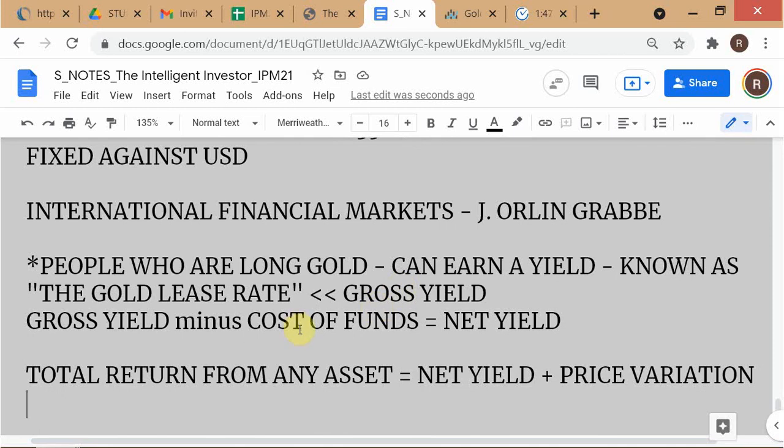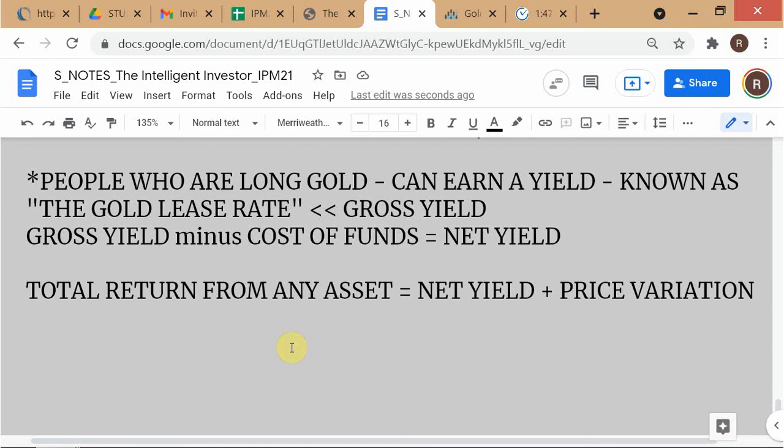You can apply this in any situation. If you look at stocks, you have dividend yield in stocks. Dividend yield is actually what? Net yield, gross yield, or price variation? In the case of stocks, if I say dividend yield, what is it? Gross yield, net yield, or price variation?